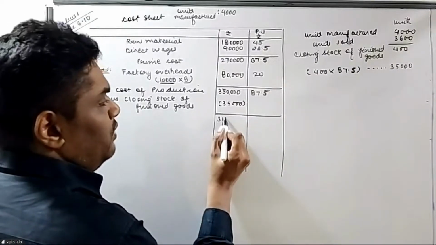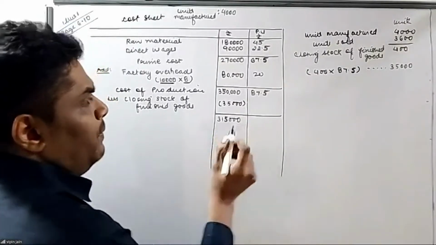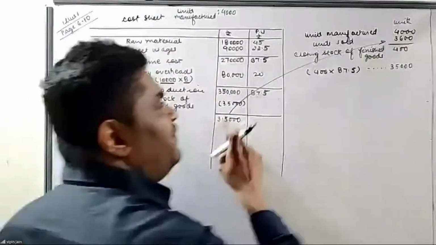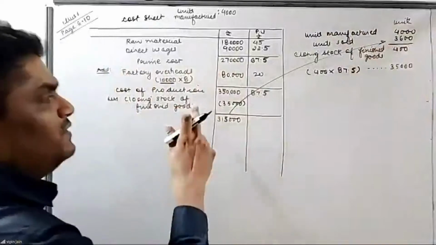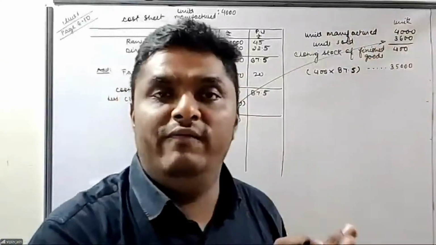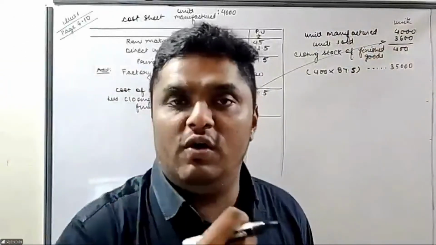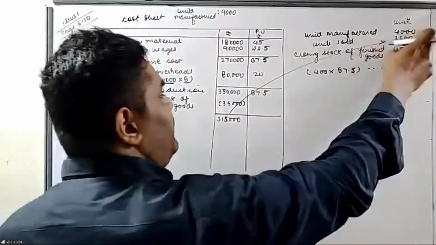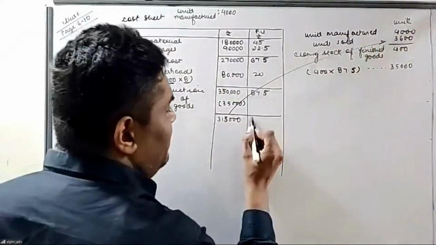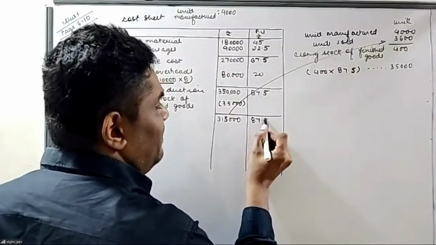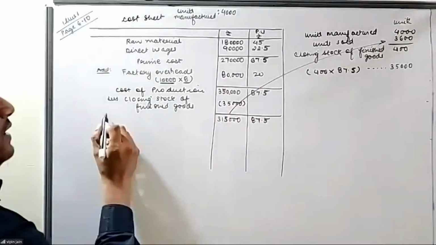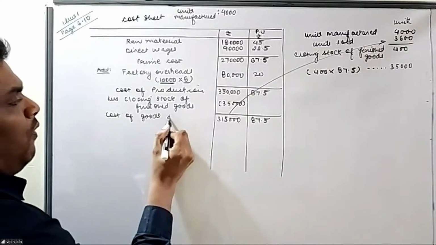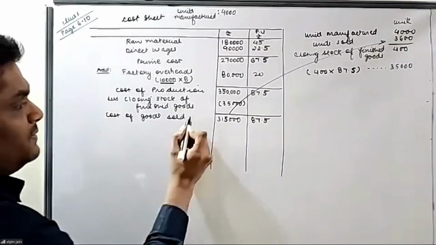So the remaining amount 3,15,000 is for what? This is for 3,600 units. So 3,15,000 divided by 3,600, because 400 units are already gone. We have already adjusted for the closing stock of finished goods. So we are left with only 3,600 units. So 3,15,000 divided by 3,600, again 87.5. So we have got the cost of goods sold.